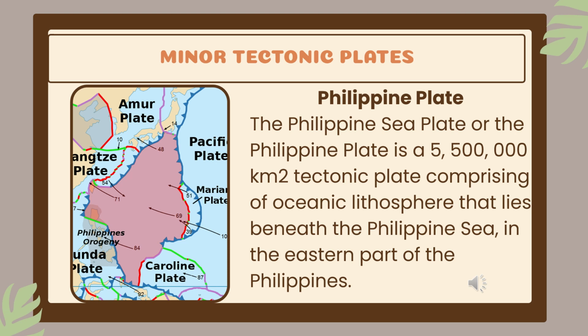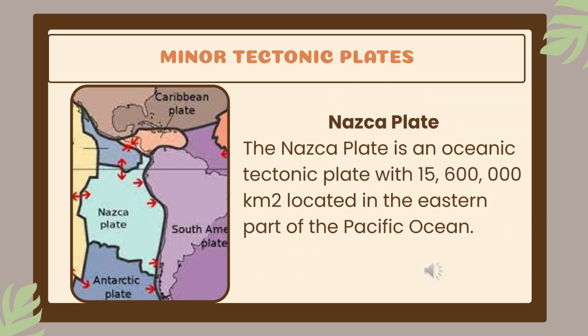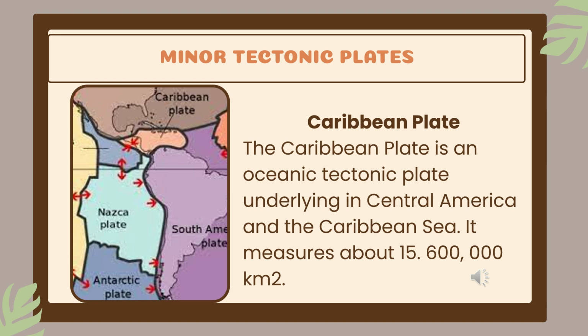The Philippine Sea plate or the Philippine plate is a 5,500,000 square kilometer tectonic plate comprising oceanic lithosphere that lies beneath the Philippine Sea, in the eastern part of the Philippines. Nazca plate. The Nazca plate is an oceanic tectonic plate with 15,600,000 square kilometers located in the eastern part of the Pacific Ocean. Caribbean plate. The Caribbean plate is an oceanic tectonic plate underlying Central America and the Caribbean Sea. It measures about 15,600,000 square kilometers.